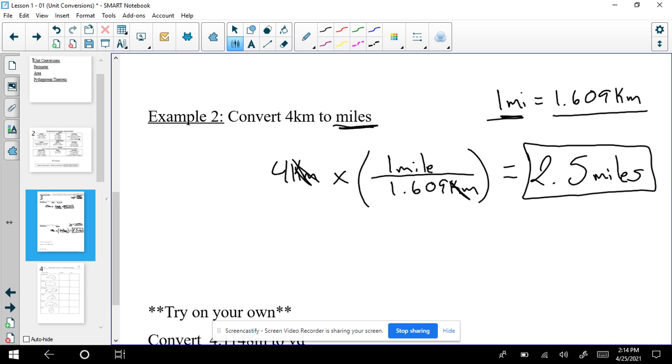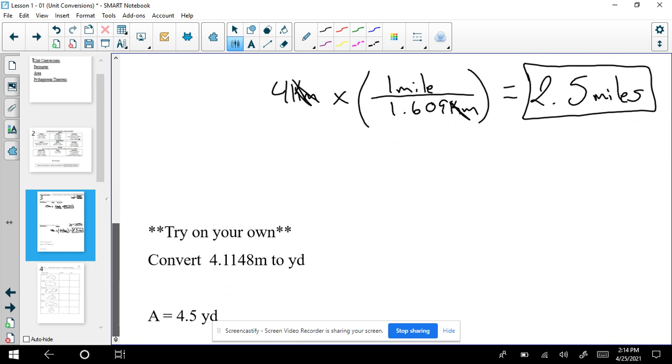That's my answer. So I do have one where you can try it here on your own. So I want you to convert 4.1148 meters into yards. So this is the answer that you should get if you want to pause it and try it on your own. Otherwise, you can continue listening, and we're going to actually head on to perimeter and area.